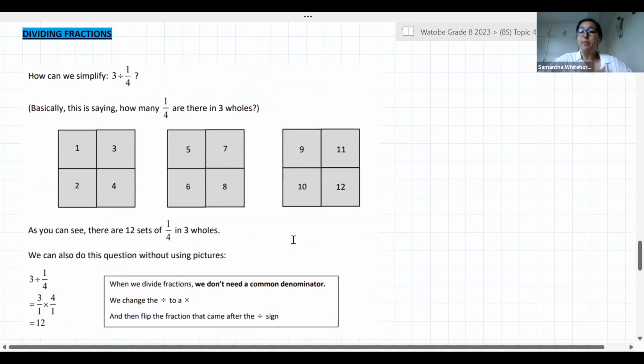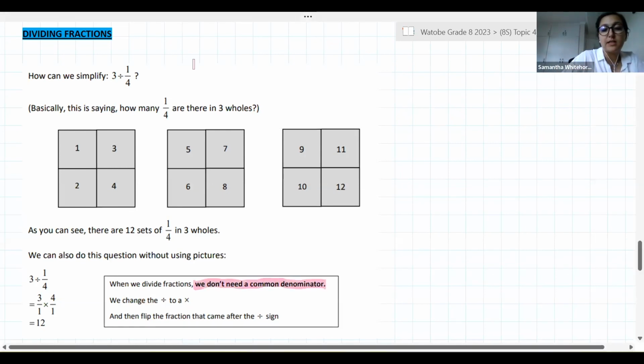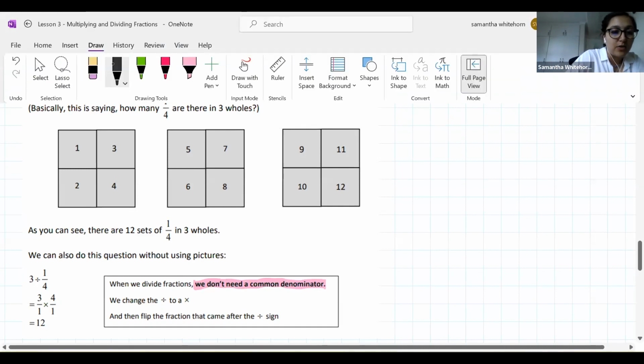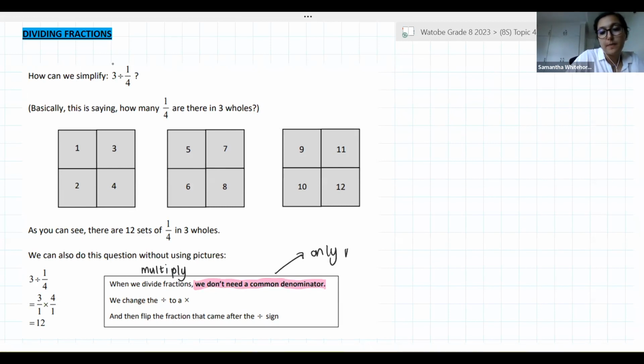So now, guys, a reminder, we never need a common denominator when we are multiplying or dividing with fractions. That's what that's saying there. And I'm just going to add in here when we divide or when we multiply. We only need an LCD when we add or subtract. All right, so that's very important.